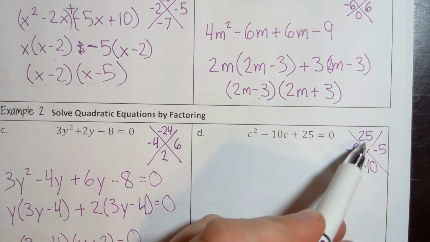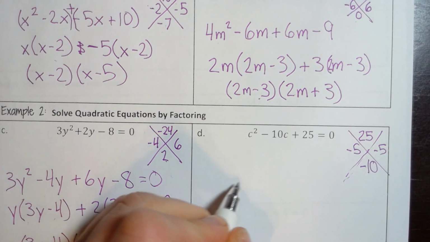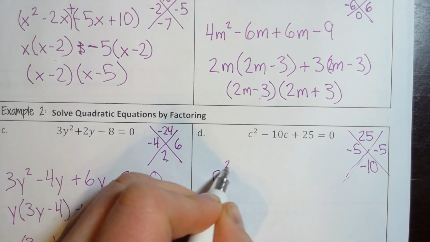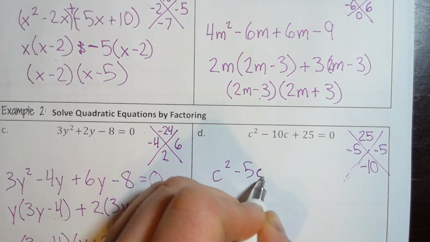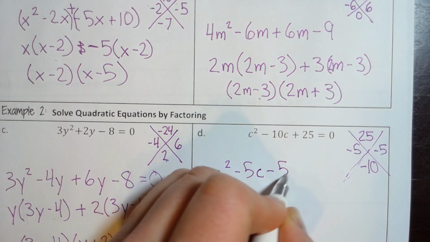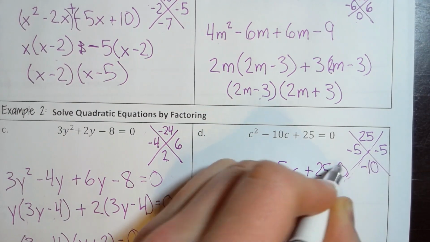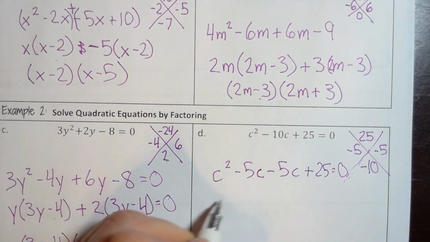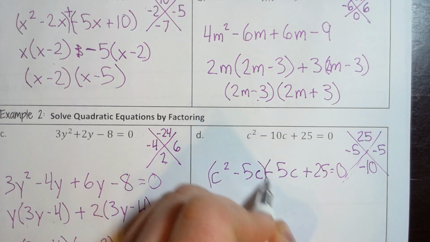So you can jump down from here if you're ready to, right? Because we already said we know what this is going to look like, and this is going to be a cool case, actually. But I'm going to show you the whole process. So I've got c squared minus 5c minus 5c plus 25 equals 0. This is the same thing, except I've rewritten it. And now I am factoring by grouping.